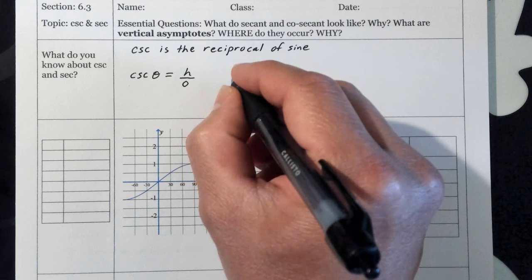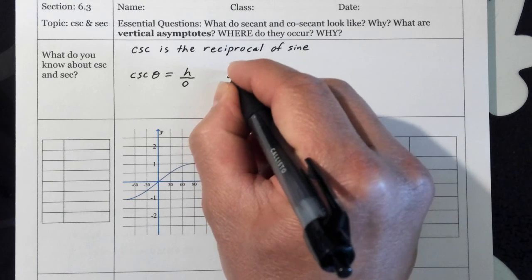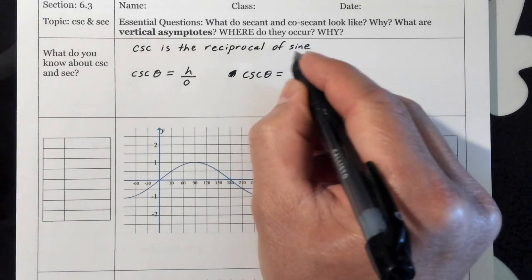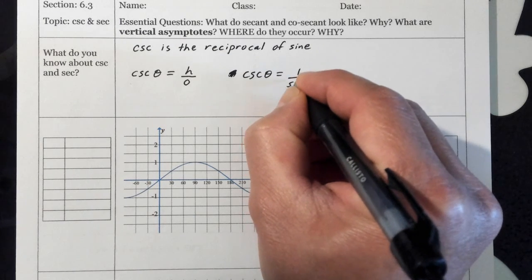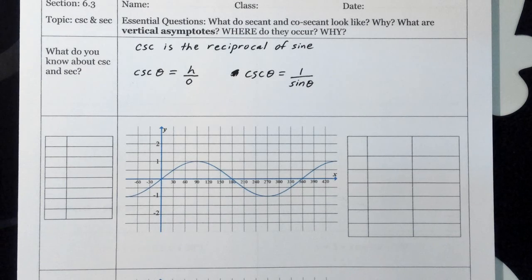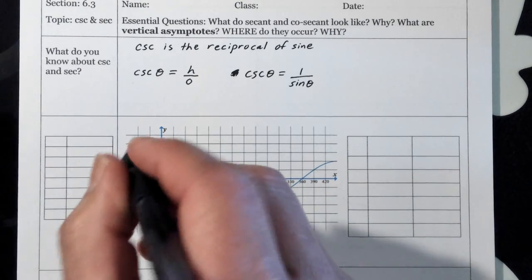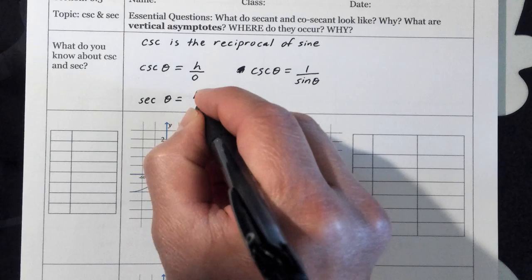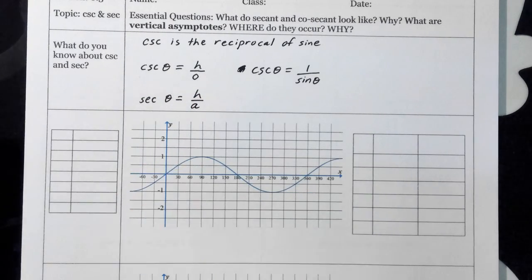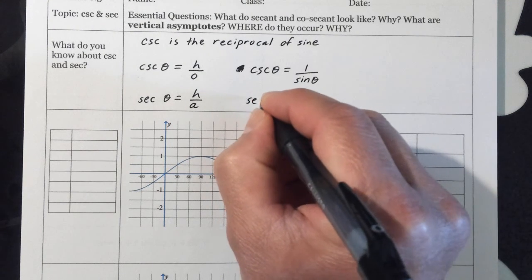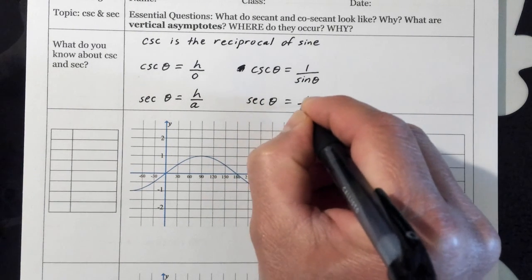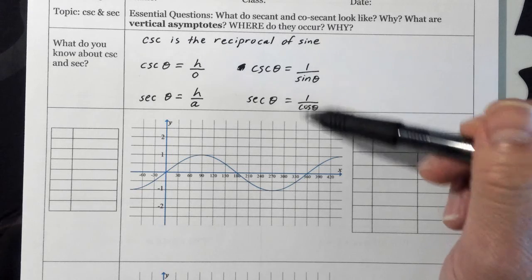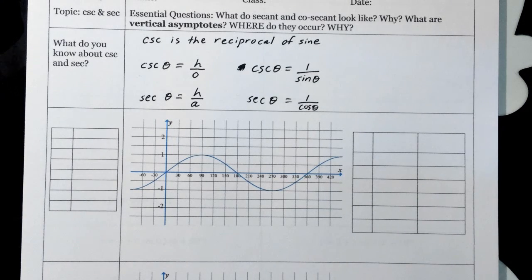And then quite literally, if it is the reciprocal of sine, if you flip this upside down, you get 1 over sine. So those are two ways you could think of cosecant. And then similarly, secant is the reciprocal of cosine. So you could think of it like that, or you could think of it like 1 over cosine. And if you guys remember right before break, this is how you have to enter it on a calculator anyway, since most calculators don't have a cosecant or a secant button.